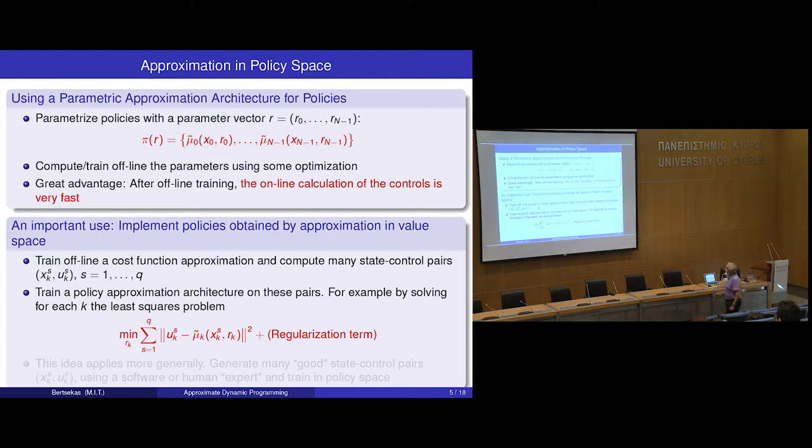Because it's very often difficult to obtain good features for the policies. And as I said, this idea applies more generally. If you have any kind of software or human expert and you can generate a training set of good state-control pairs, then you can train in policy space using an architecture. Now this idea has been applied.